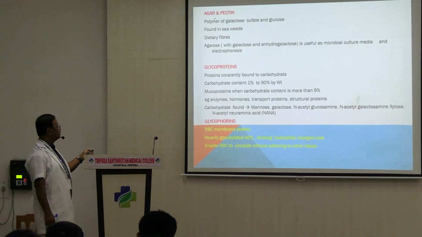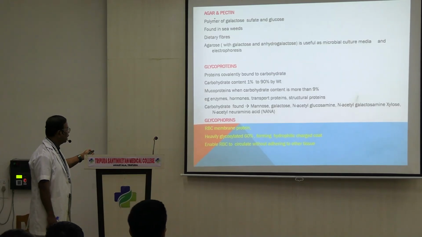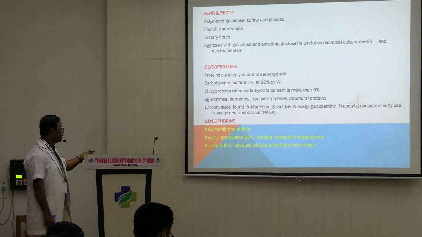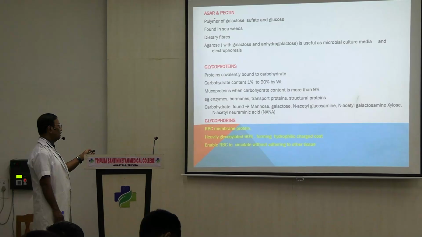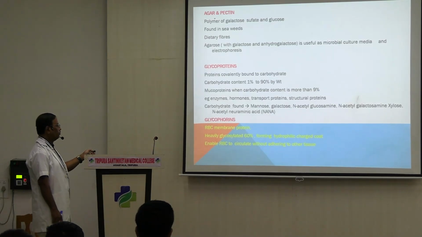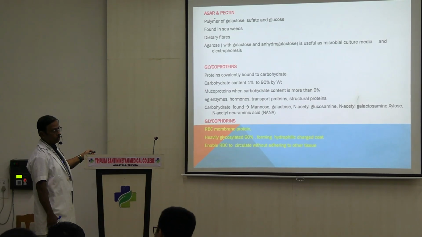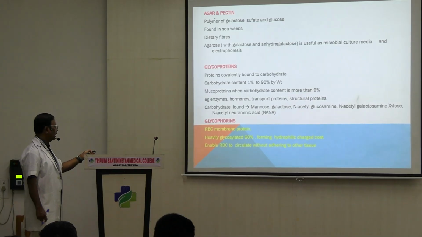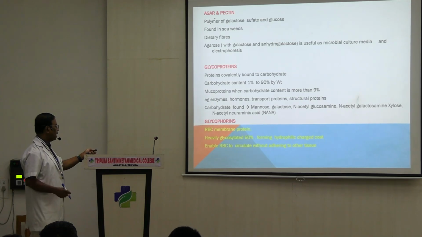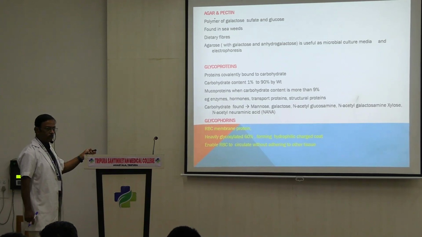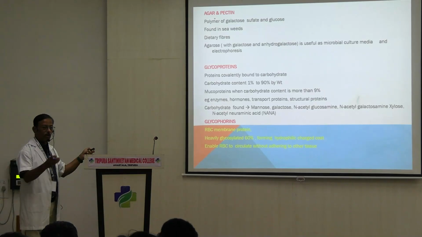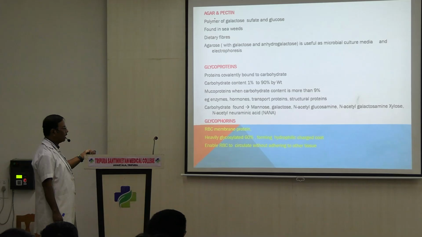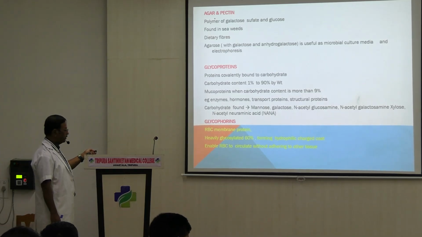Glycophorins. These are RBC membrane proteins. What do they do? They are heavily glycosylated, 60% glycosylation is there, forming a hydrophilic charged coat, so that when they flow inside the vessel, they do not adhere to the other tissue. If there is adherence with other tissue, there will be clot formation. Okay? So that's why these glycophorins are very important in the RBC surface membrane.